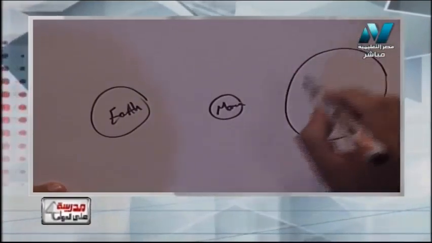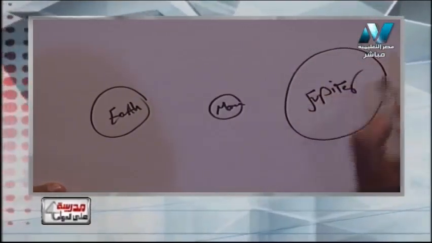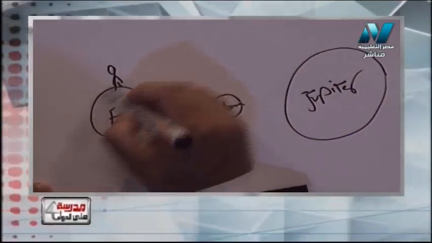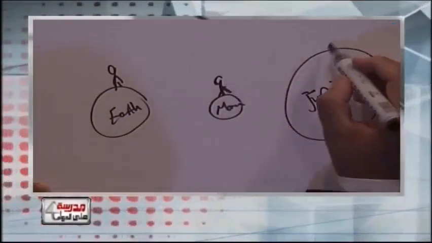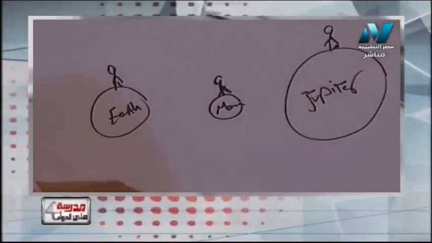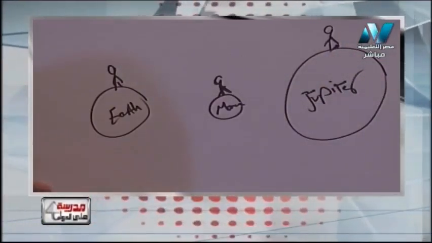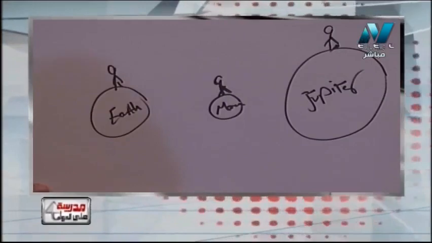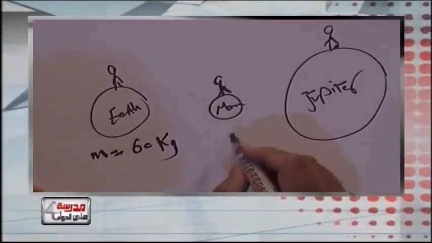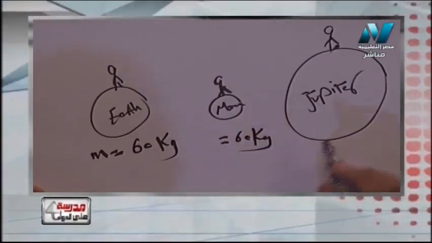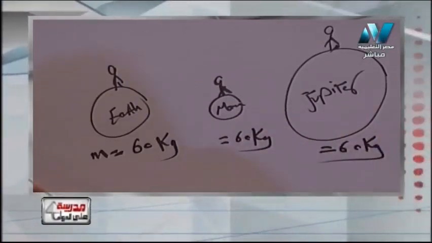That's the earth. Okay. That's the moon. That's Jupiter. You know Jupiter is the biggest planet. Okay. There is a person here. This person moved to the moon. And this person moved to Jupiter at the same time. What happened to his mass? We admitted that mass doesn't change. For example, mass equals 60 kilogram on the earth, equals 60 kilogram on the moon, equals 60 kilogram on Jupiter.